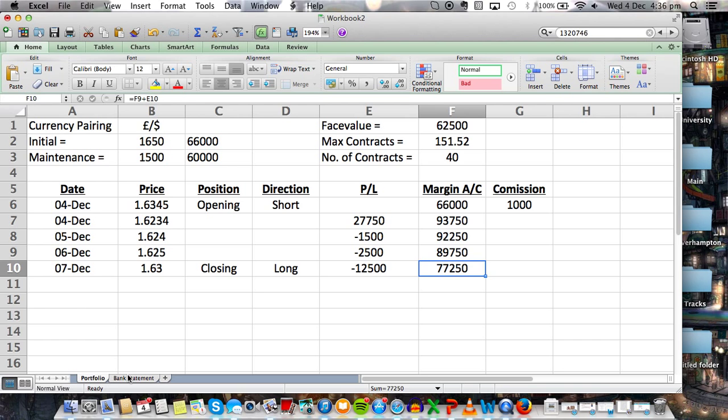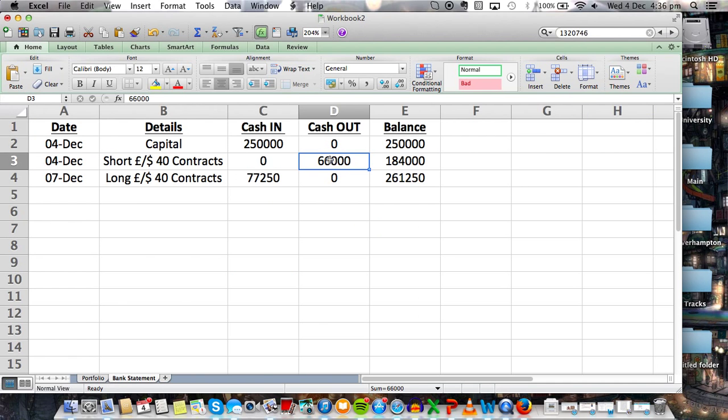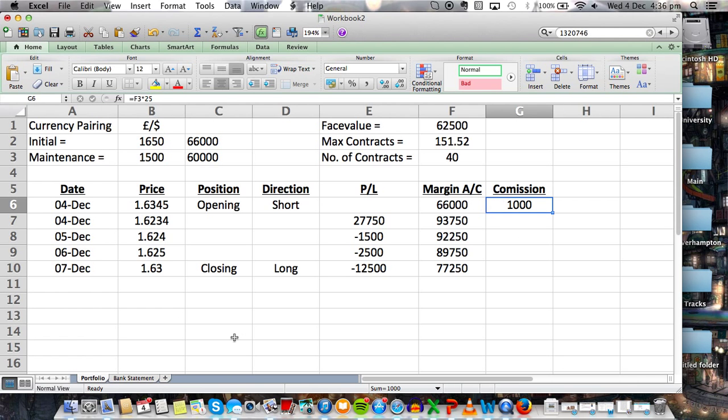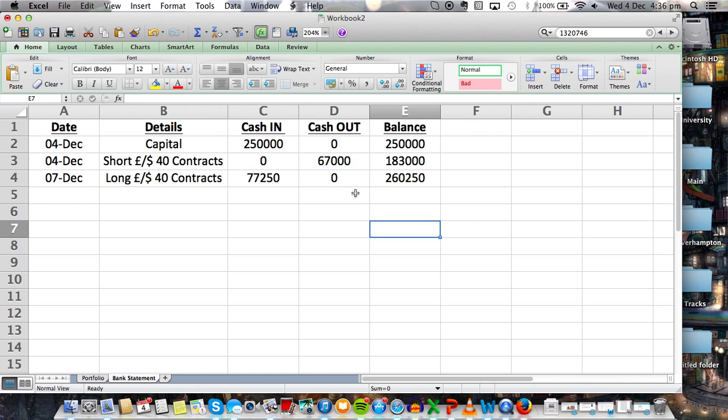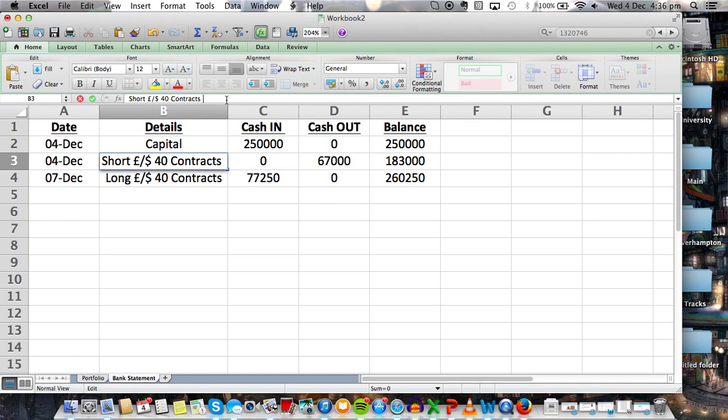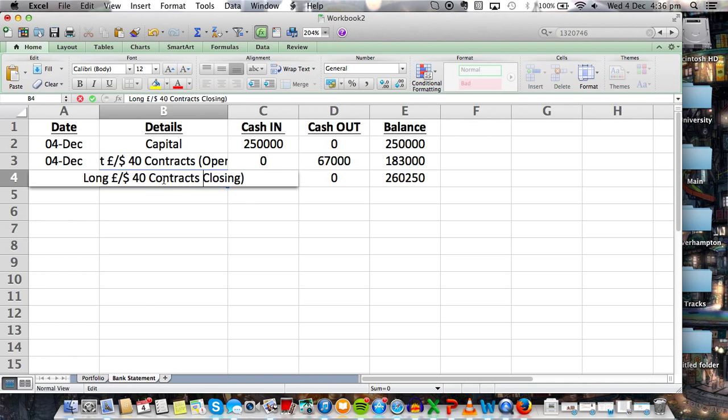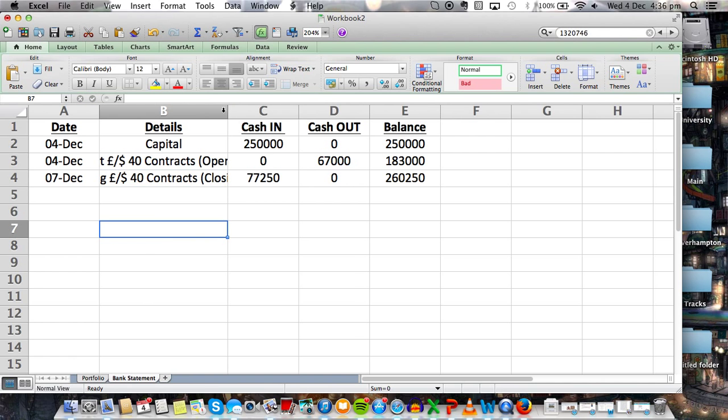Now I've made a small mistake here in the sense that I haven't added commission to the initial one. So I'm just going to go back and change that to 67 because I have to add the commission from before. On top of that, I can clean this up slightly, so just to let myself know, opening. Yep, and this is a closing trade. Okay, so I know what each trade was for.